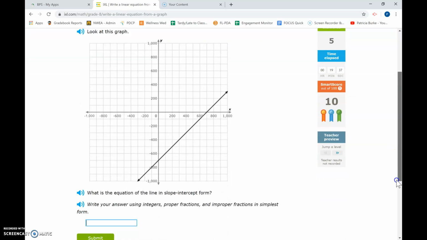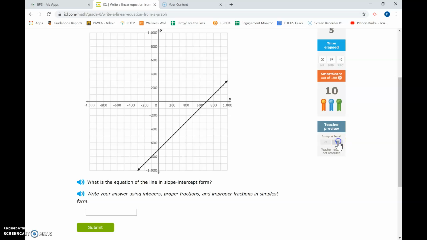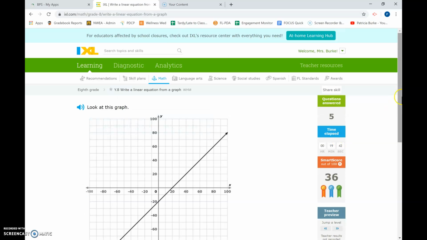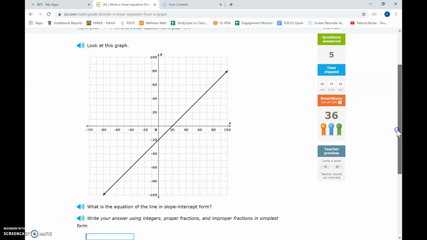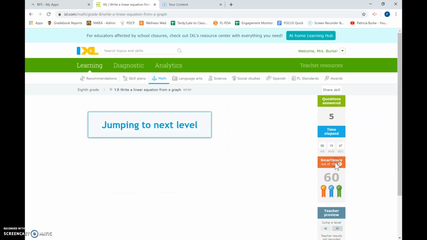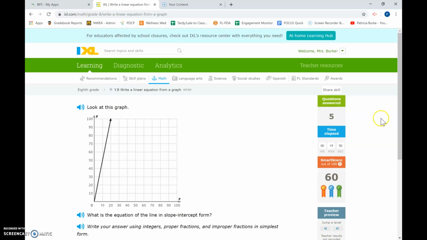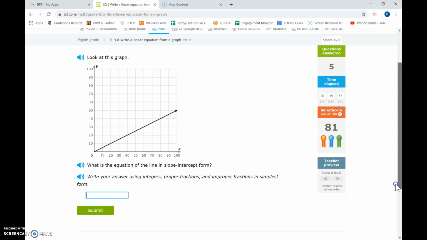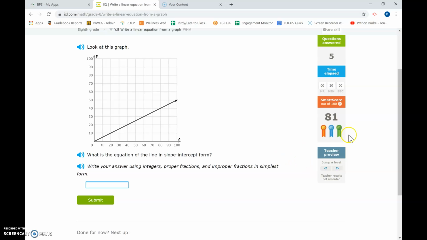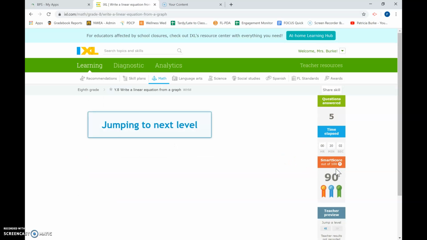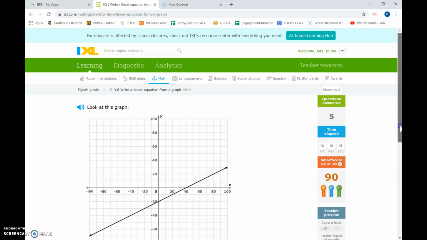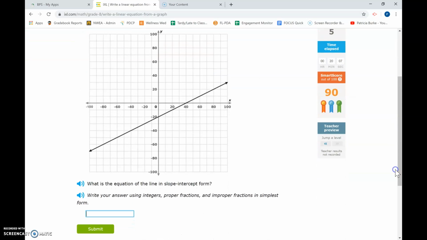I'm going to go forward because a lot of these equations all have the exact same format. Let's see. I'll do that one. All right. Because this one looks a little different, right? Because your y-axis is right here in the middle. All right. But it's the same process.